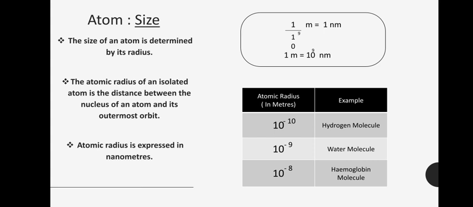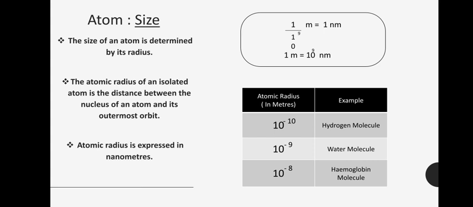Now, how can you determine atomic radius? When you have an isolated atom, the atomic radius of an isolated atom is the distance between the nucleus of an atom and its outermost orbit or the outermost shell, right? Now, this atomic radius is expressed in nanometers, nanoscale, correct?